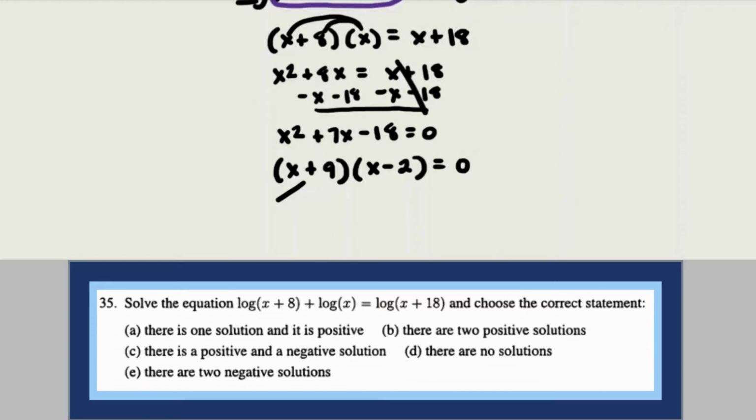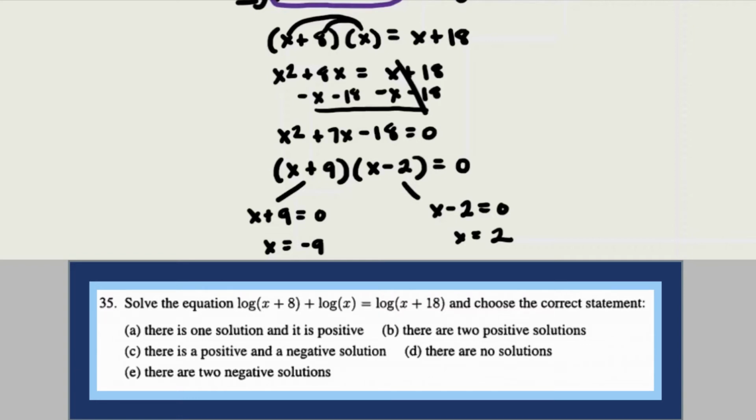So once we get to this point, we're going to set each factor equal to 0. So we're going to do x plus 9 equal to 0 and x minus 2 equal to 0. And basically we'll get x equal to negative 9 and x equal to positive 2. Now, you might think we're done, these are the solutions, but no. One thing that's important with logarithm equations is you want to replug back in the solutions you got to make sure there's no errors, because with logs, it's important that what you plug in doesn't evaluate to a negative inside the parentheses.